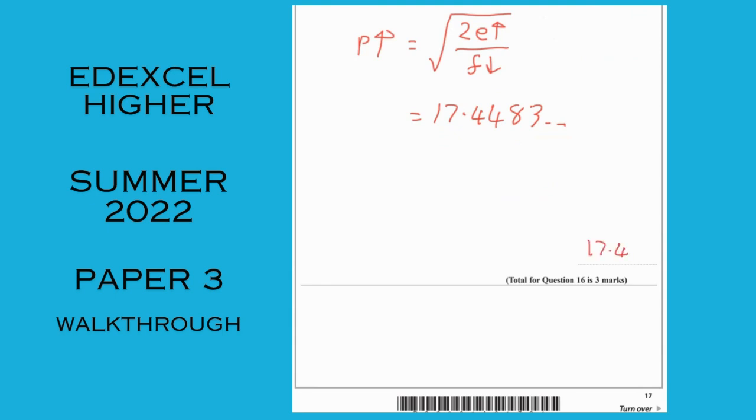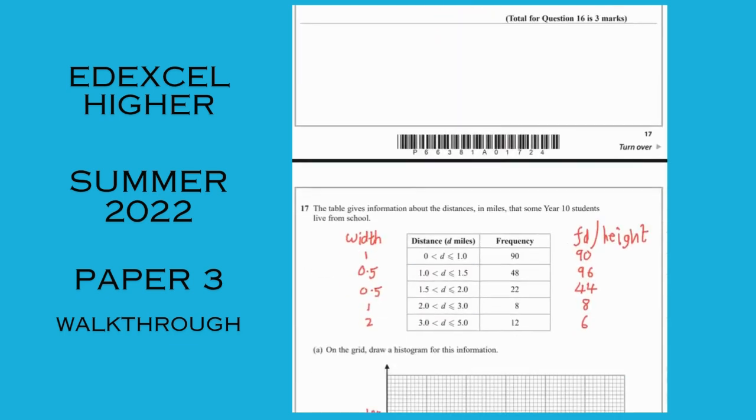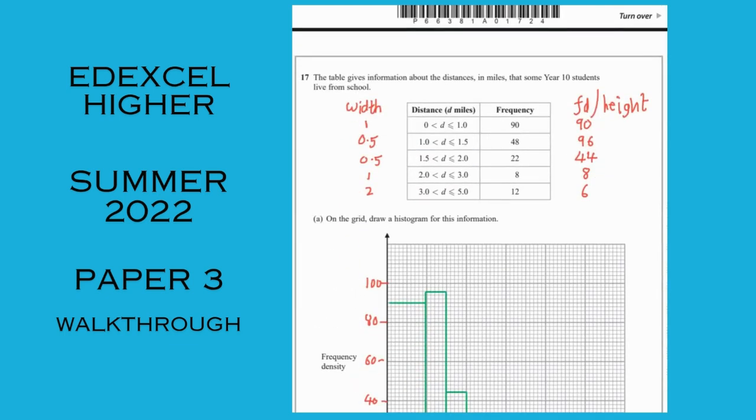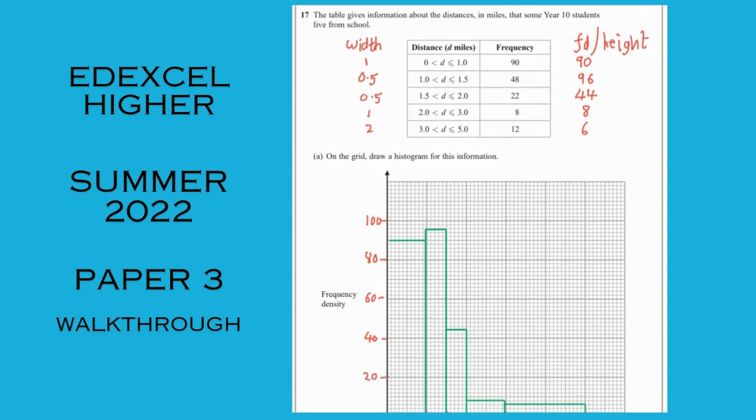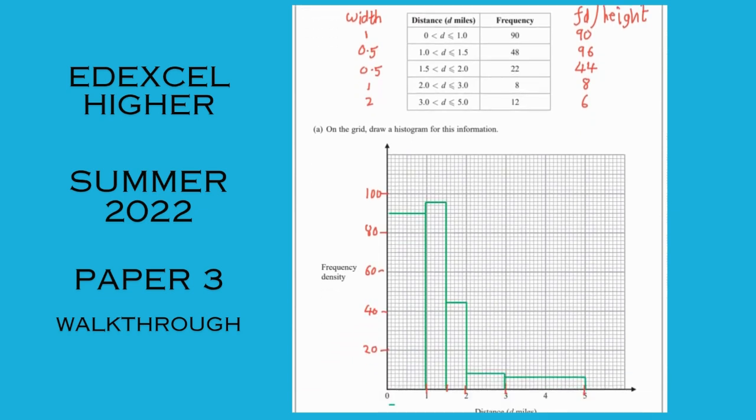17.4 then. On we go to a question I've cheated on because histograms are a gold mine, but with an electronic pen and my uselessness, they take forever. So I'll just talk you through it. Remember that frequency means area.